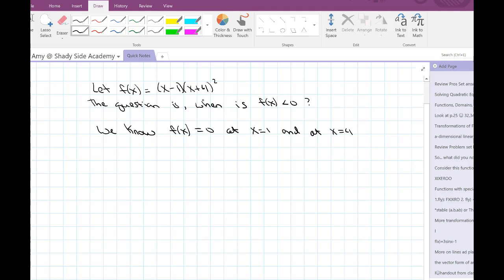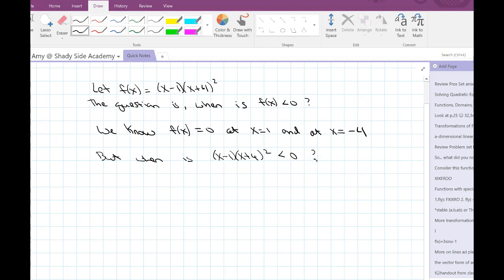Anyway, so here's the question, or the analog to the question, okay? Let's say we're given a function in factored form, and I want to know when is the function less than 0, okay? We know the function equals 0 at x equals 1 and x equals negative 4. So the question is this: when is f of x, which is x minus 1 times x plus 4 squared, less than 0? Okay, this is where we left off.